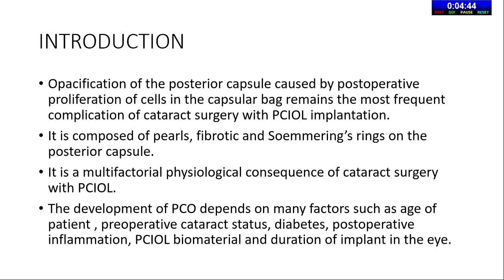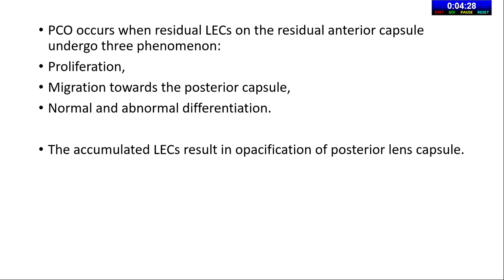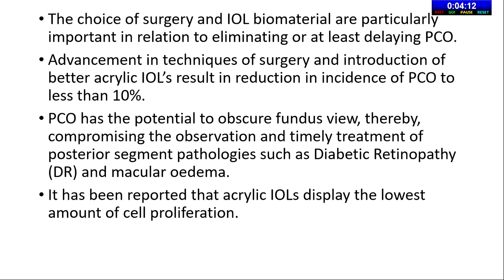Introduction: posterior capsular opacification, also called secondary cataract, is the most frequent complication of cataract surgery, and it has pearls, a fibrotic membrane, and Soemmering's ring. It is a multifactorial and physiological consequence of cataract surgery with PCIOL. PCO occurs with residual lens epithelial cells on the residual anterior capsule, which undergo three phenomena: proliferation, migration, and normal or abnormal differentiation onto the posterior capsule. The accumulated lens epithelial cells result in opacification of the posterior lens capsule.